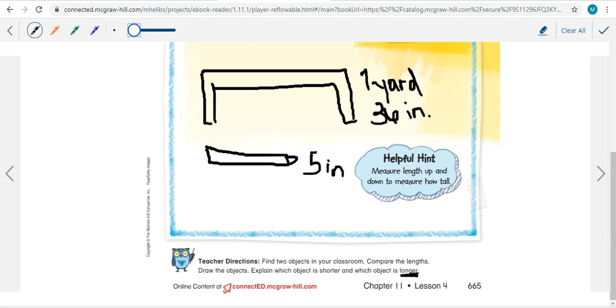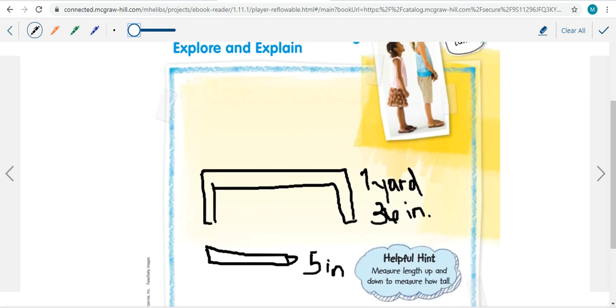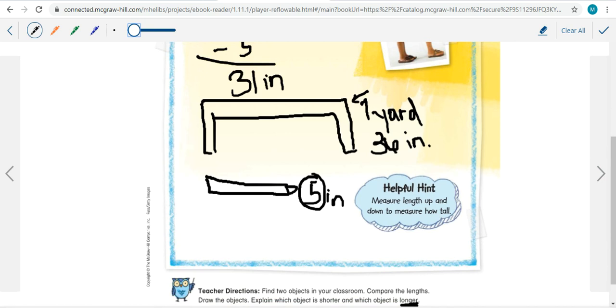Now, to figure out which object is longer, we need to subtract. We are going to subtract the bigger number, which is 36 inches, the measurement of the teacher's desk, minus the measurement of the pencil, which is 5 inches. Now we are going to subtract 36 minus 5. The answer is 31 inches. So the teacher's desk is 31 inches longer than the pencil.